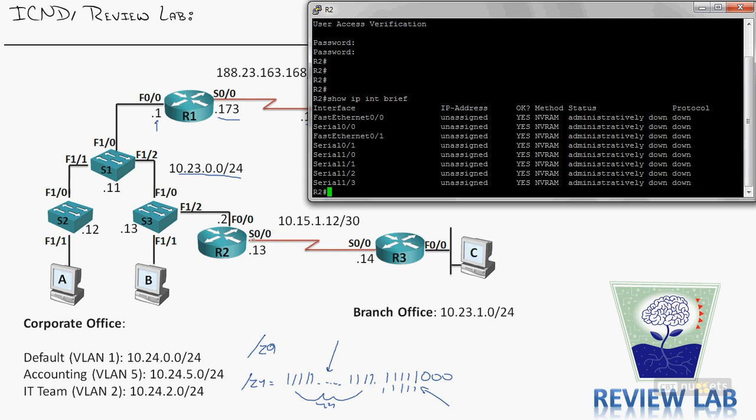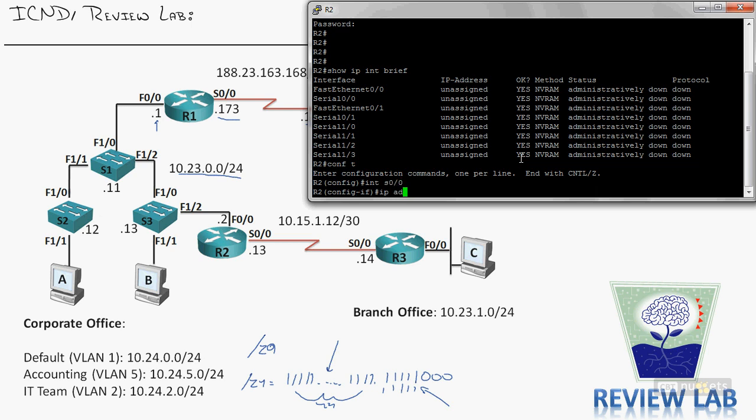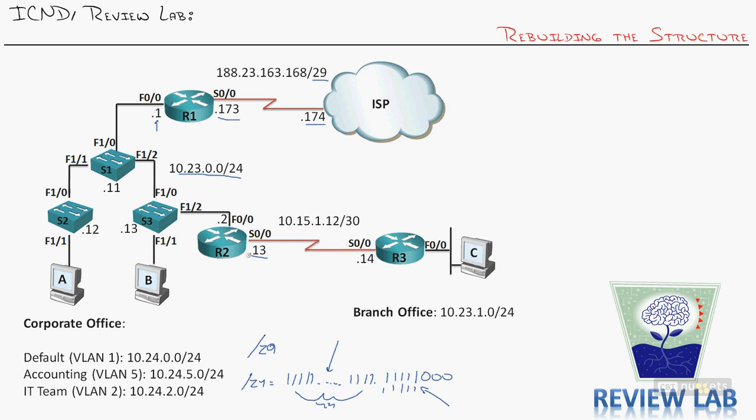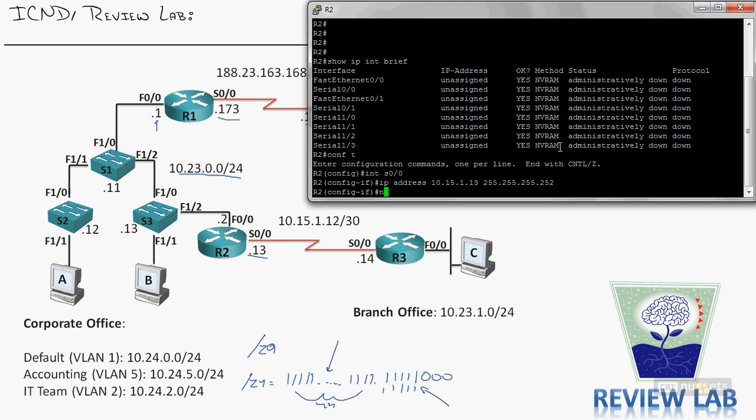So it's saying that serial 0/0 is connected over here to the other side, serial 0/0. So let's go into interface serial 0/0, IP address 10.15.1. Okay, it looks like .12/30, so .12, so this guy's .13. IP address noted right there. 13. 255.255.255.252 is a /30. Enter, no shutdown.